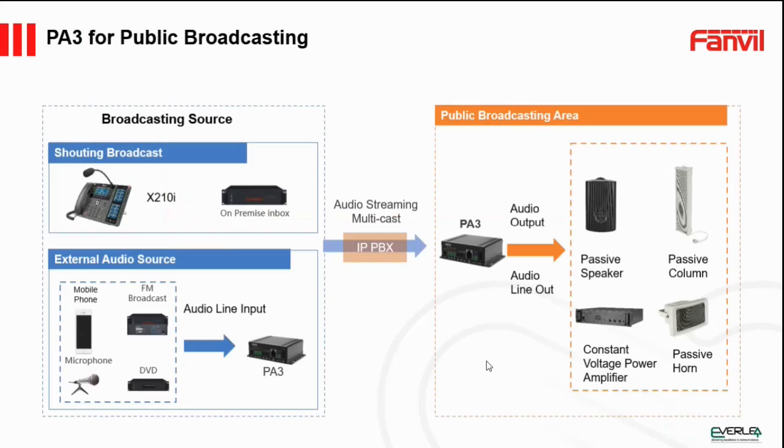Okay, so now let's talk application scenarios. So basically we've got PA3 for public broadcasting, pretty much straightforward. We've always used it before. We can have phones or PABXs, etc., music on hold, and then we can use the audio streaming multicast to the area that you've got an amplifier plugged into, so a constant voltage amplifier here, and the PA3 has the audio output, and that plugs into the amplifier, and that can drive all the passive speakers, etc., generally 100 volts.